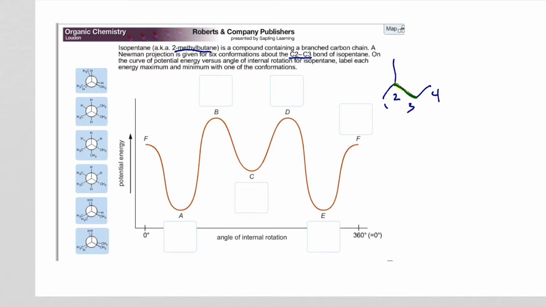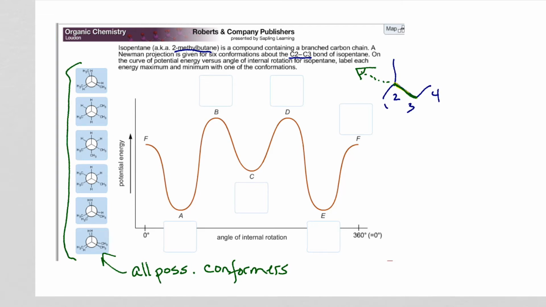And so if you're going to build a model, there's your eyeball, looking down that bond. And so here you have all the possible conformers of the 2-methylbutane. And here you have basically a potential energy diagram, just like the ones that we saw when we looked at butane and ethane in class activity 5A. And what they're asking you to do is to put all of these different conformers in the right box.